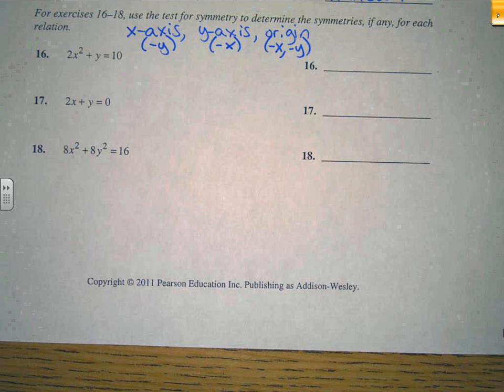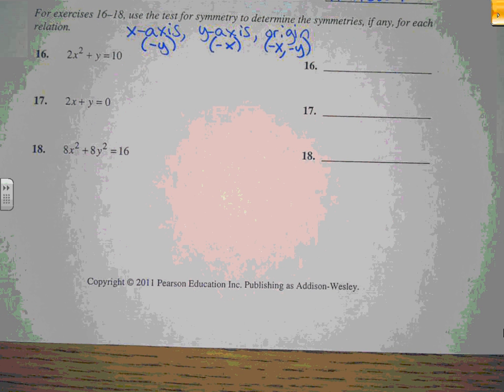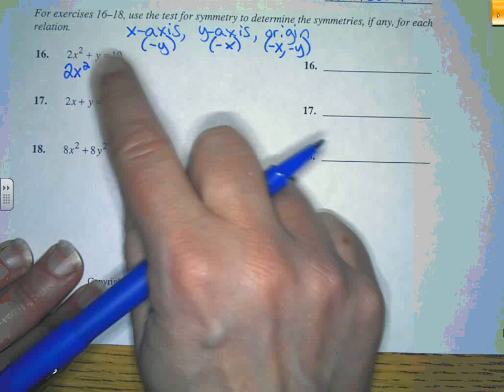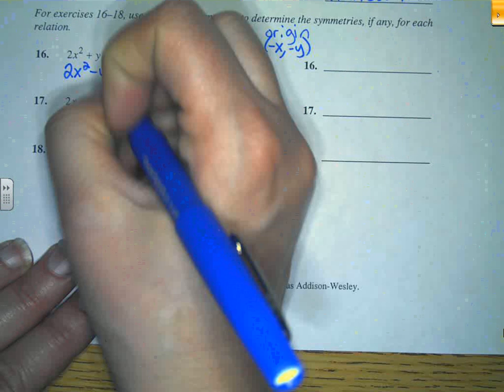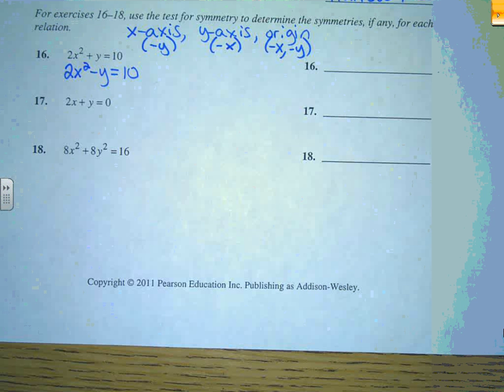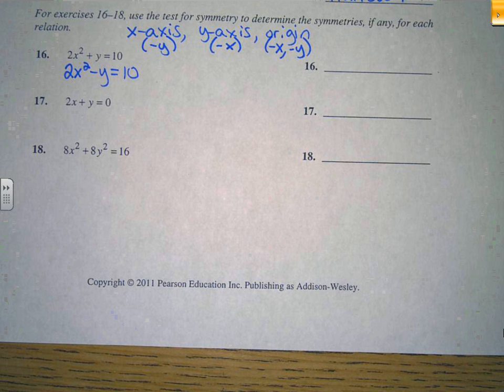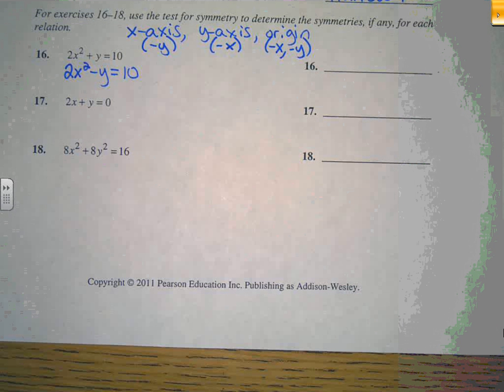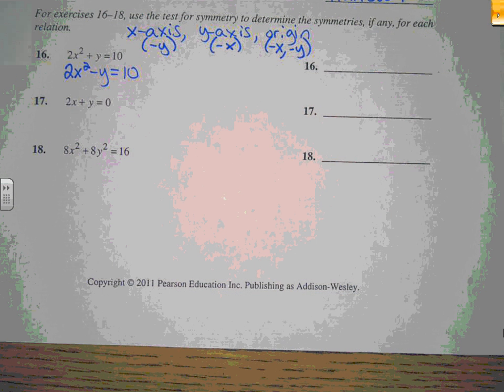You ready? We can go back. So first I'm going to plug in negative y. So if you missed this, pay close attention. I put a negative y where the y is. Can I simplify that at all? No, there's nothing I can do. Does it equal what I started with in the original function? No. So it's not symmetric to the x-axis.